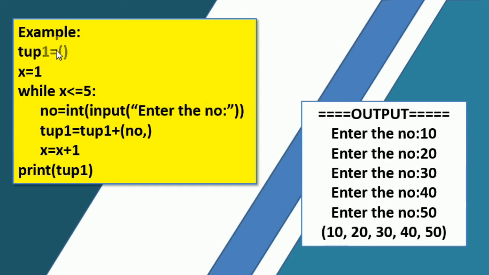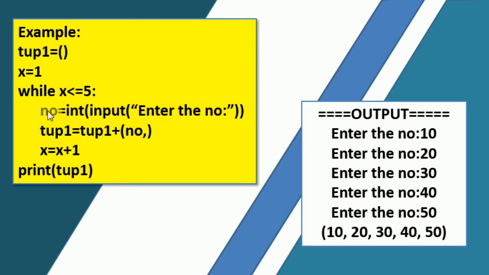For that we are going to declare one empty tuple. Then we start our loop from 1 to 5. It is according to our requirement. If we need 5 values, then we run that loop to 5. If we need 10, then we execute that loop up to 10. But this time I need only 1 to 5 values. So I start my while loop from 1 to 5. And inside that I write down the line that is no equals to int input, enter the number.